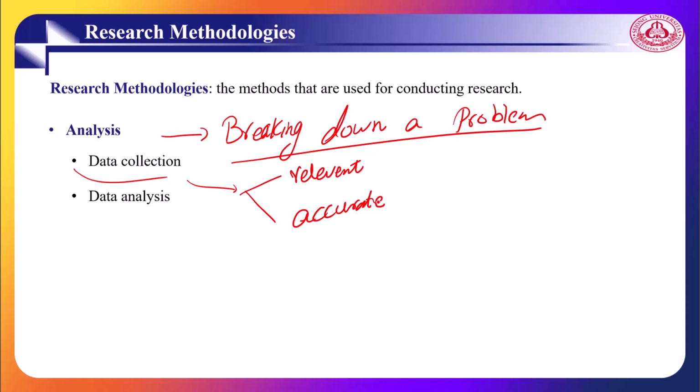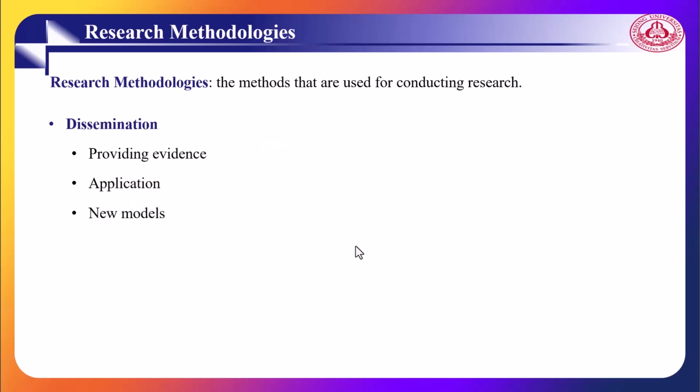So then, we can go for data analysis. This is, for example, where we want to systematically apply statistical, and also logical techniques to describe, summarize, and compare your data. So maybe you can go for quantitative analysis or qualitative analysis based on the nature of the data you have. Then we have dissemination. Dissemination is the process of sharing and also distributing of research results.